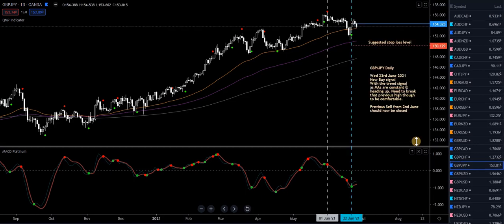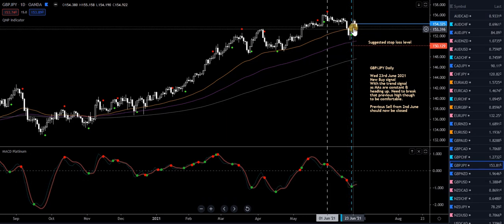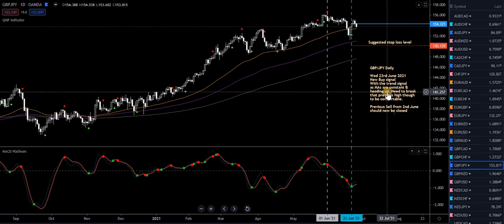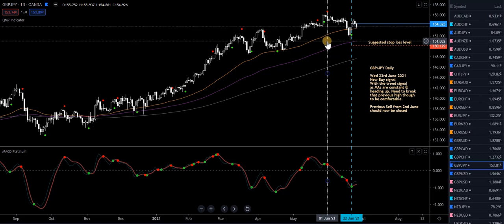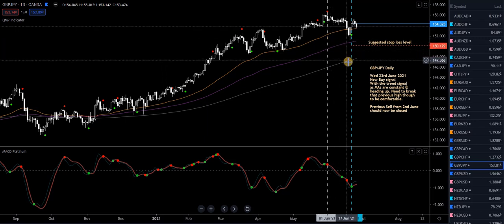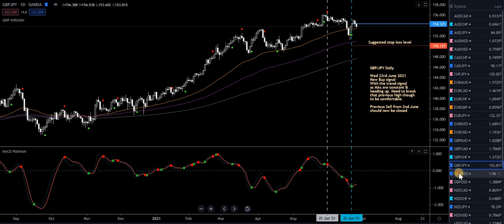Pound yen, righto, we're in a buy here, not going very well at all. MACD platinum's below the zero level, which is good, but the pound pairs have all rolled over. And just keep in mind your correlation too. If you're taking a buy on all the pound pairs at the same time, you're really increasing your overall risk. So just be careful there. Previous sell up here, you would have closed, nice trade. But that buy is not looking that flash.